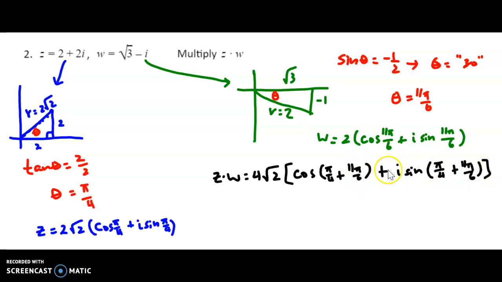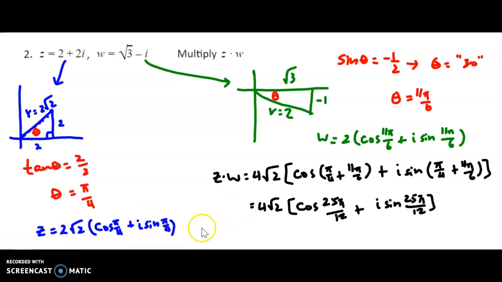All right. Now, I'm okay if you leave it like this. If you want to clean it up a little bit, that's fine. If you want to add these two angle measures, that's okay. Then you would get the following. That's going to be 25 pi 12ths when you add those two angles. All right. So that's it right there.